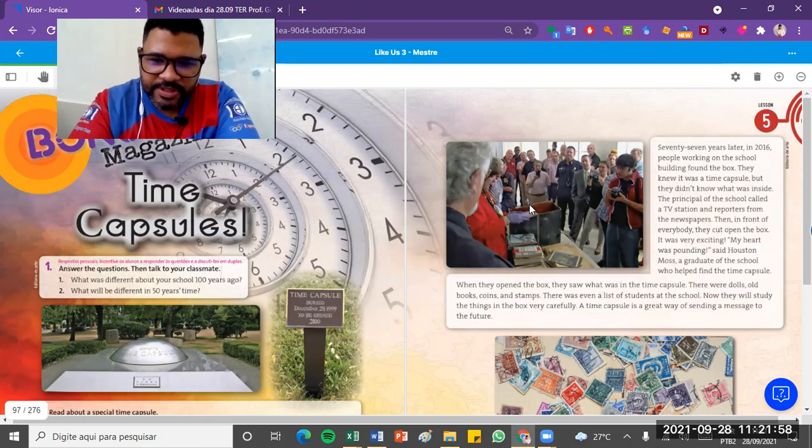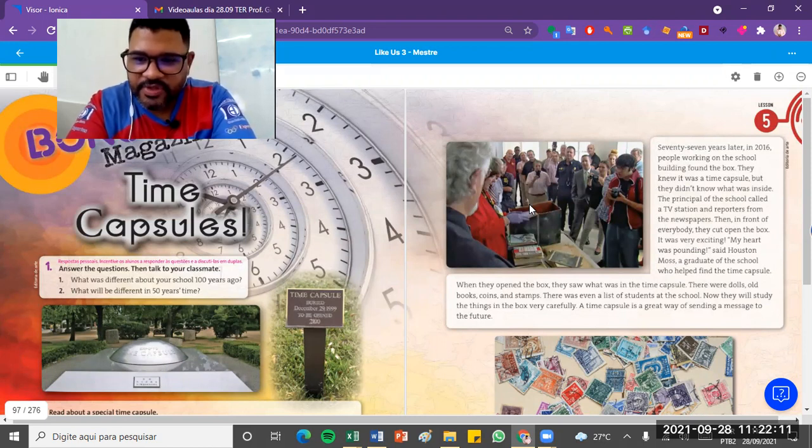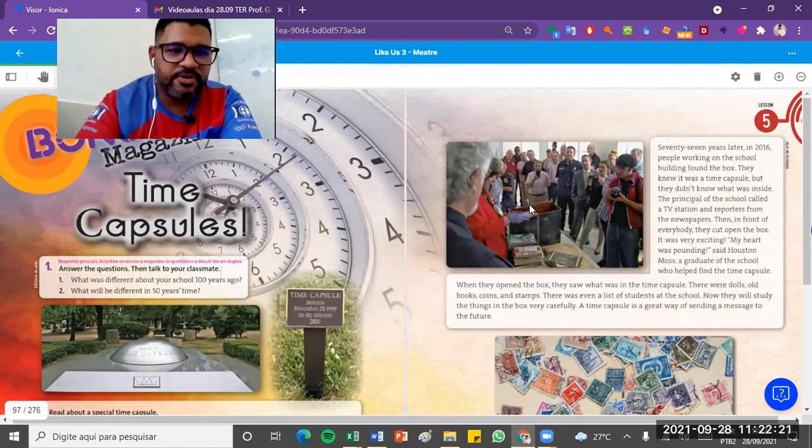When they opened the box, they saw what was in the time capsule. There were dolls, old books, coins, and stamps. There was even a list of students at the school. Now they will study the things in the box very carefully. A time capsule is a great way of sending a message to the future.